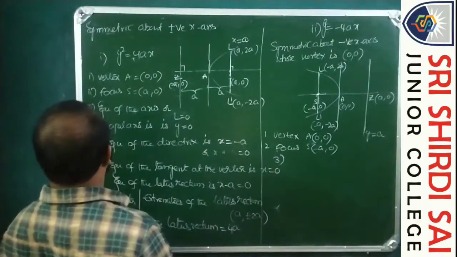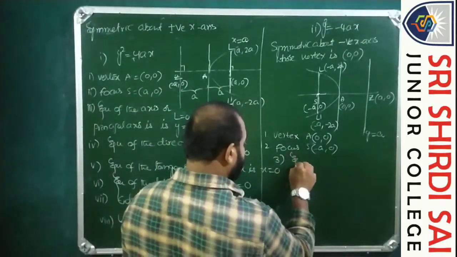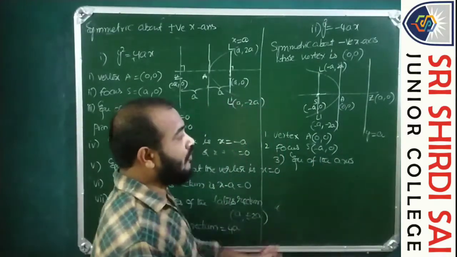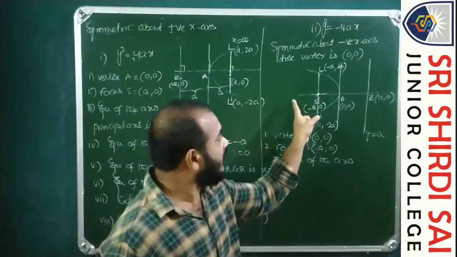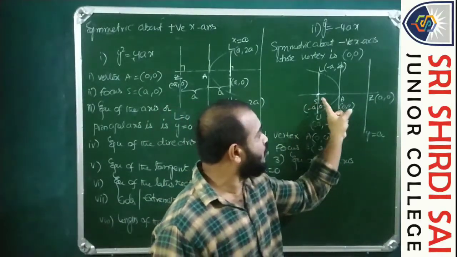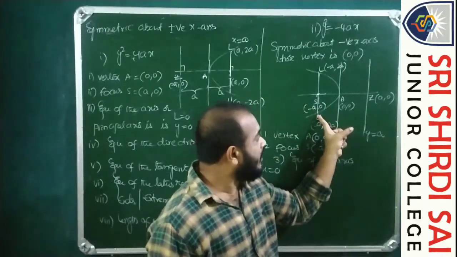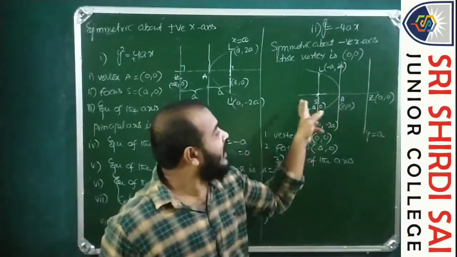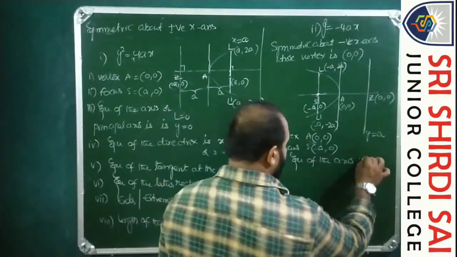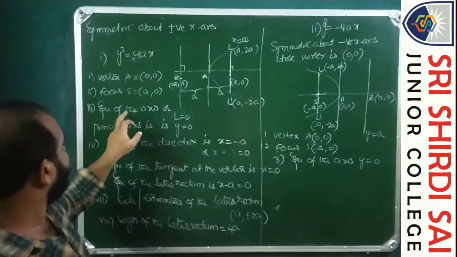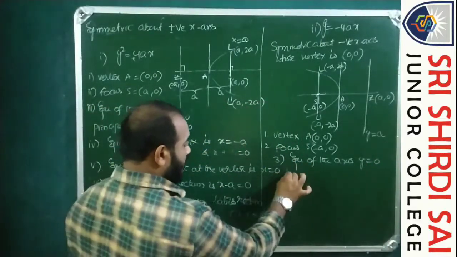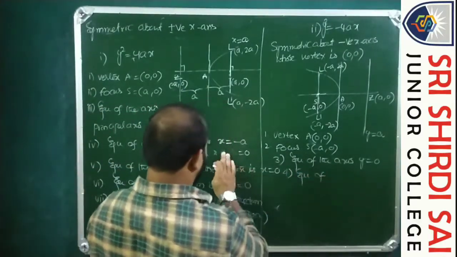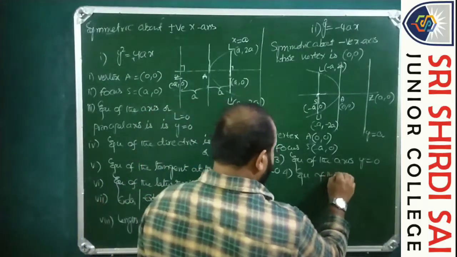Third, the equation of the axis. What is the axis? The line that is passing through the fixed point, the focus, and perpendicular to the fixed line. This is such a line, and this is the x-axis. So here y equals 0. That means there is no change here as well as here. And fourth one, the equation of the directrix.